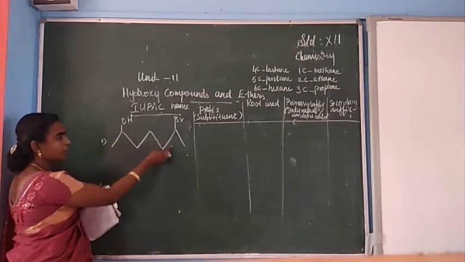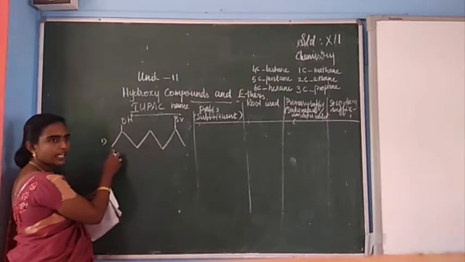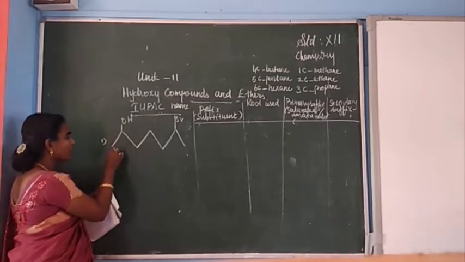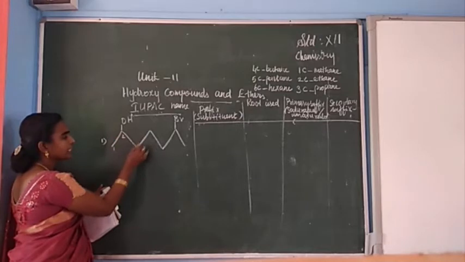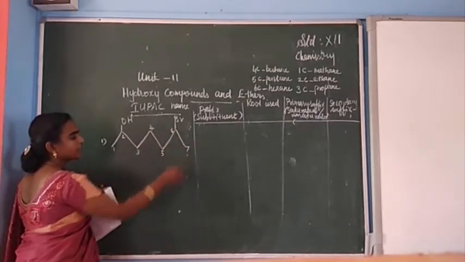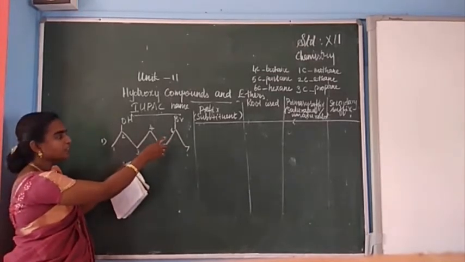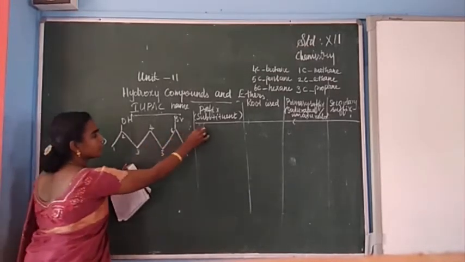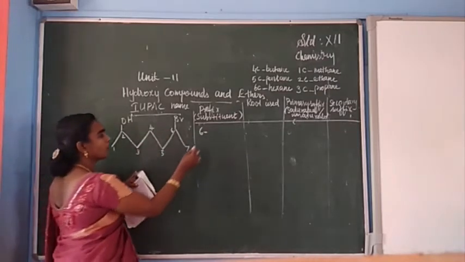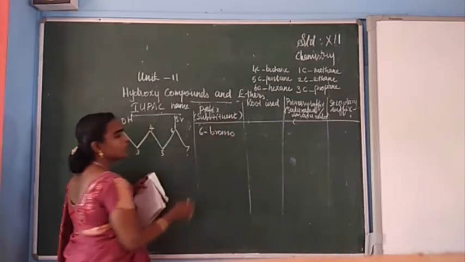So we have to start, better we can start from here or here. Along this carbon chain, numbering we can start from this end carbon: 1, 2, 3, 4, 5, 6, 7. So the first prefix substituent is in which position? 6th position. What's the name of the substituent? Bromo. 6-bromo.